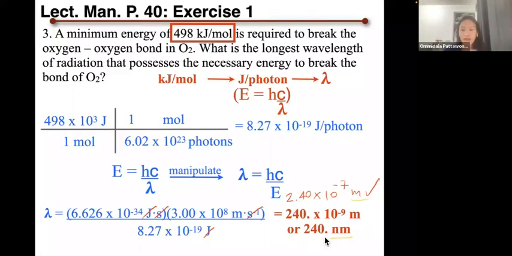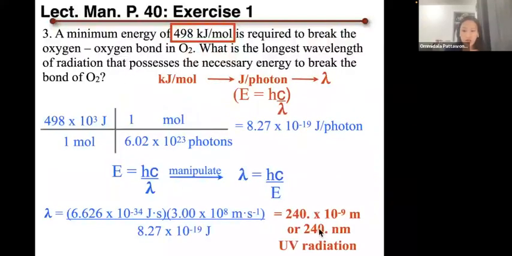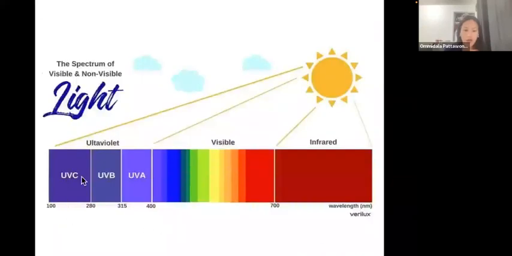It turns out that this wavelength falls into the ultraviolet radiation. So this is UV radiation that can break the bond between oxygen and oxygen in the oxygen molecule. Shown here is the spectrum of infrared, visible light, and also the ultraviolet region that comes from the sun. You probably notice that the ultraviolet can be broken down into 3 regions as well: UVC, UVB, and UVA. From our previous calculation, 240 nanometer is going to fall into UVC.